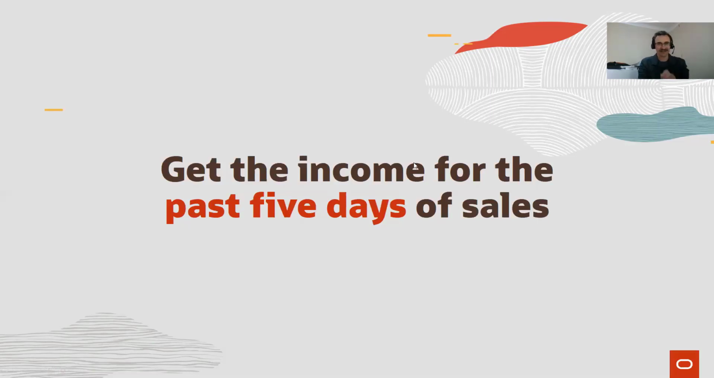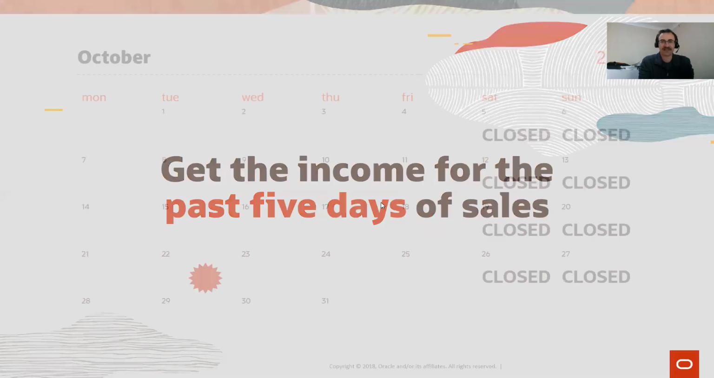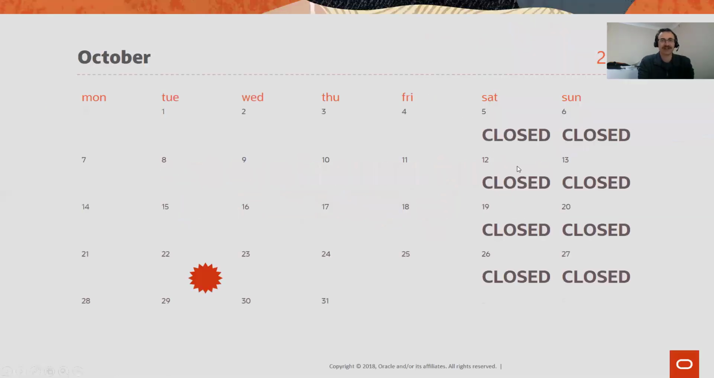So to illustrate why this might be different, let's imagine you work for a business which is shut over the weekend, on Saturday and Sunday. So you never receive any orders on Saturday and Sunday. So you're always going to have 0 on those days.